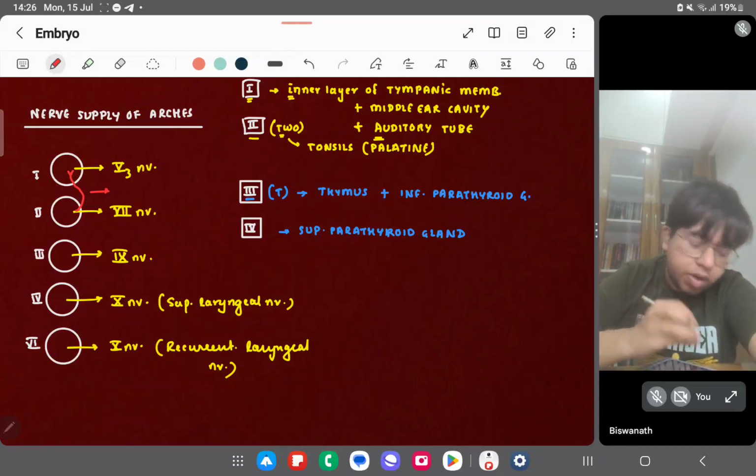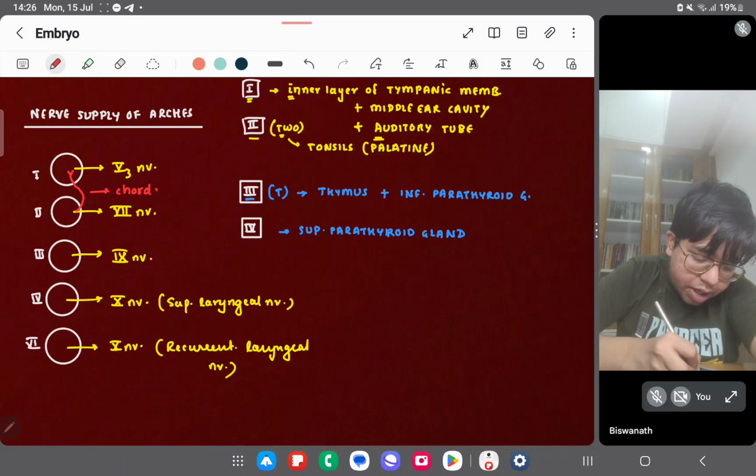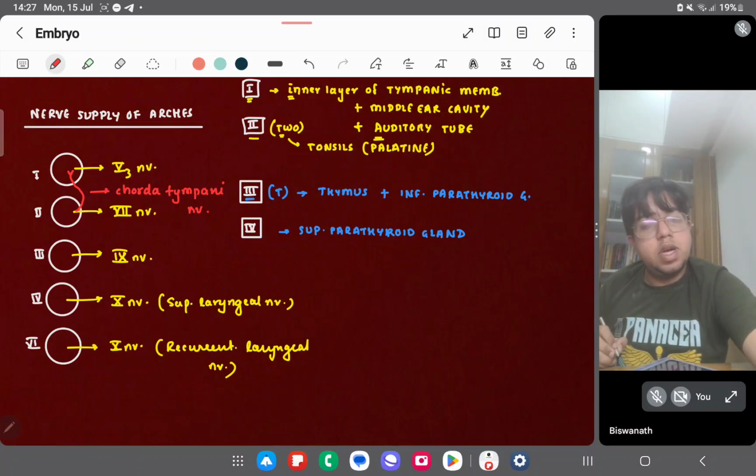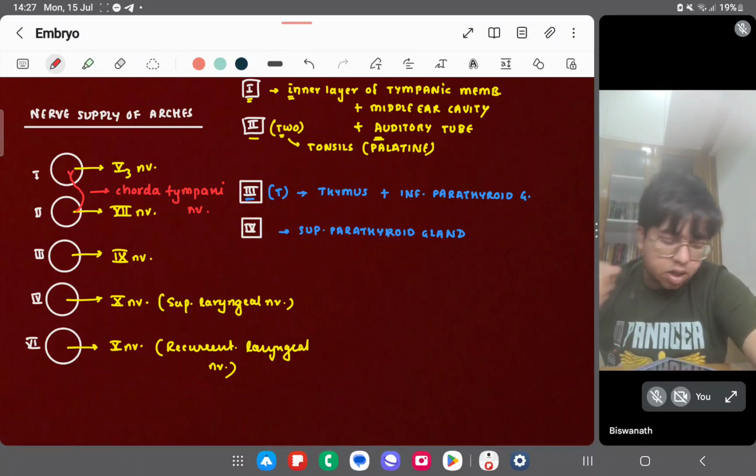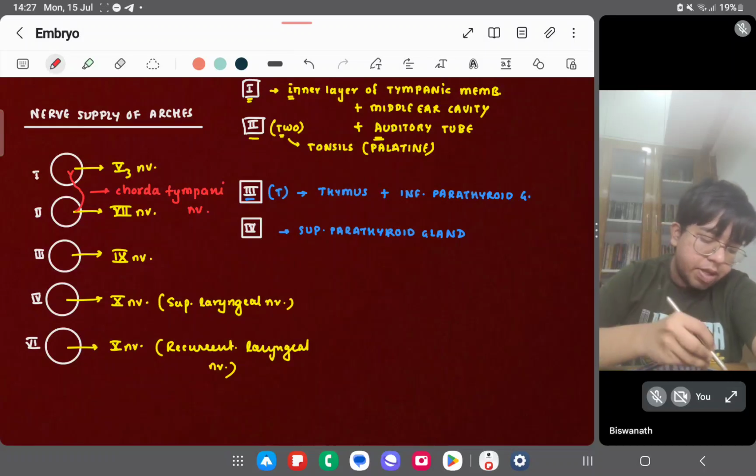Just don't go into that. Just remember we have the chorda tympani nerve also supplying the first arch, chorda tympani, okay, which is arising from the facial nerve. So here we dealt with all the nerve supplies of the arches. Just remember the nerve supplies of the arches.